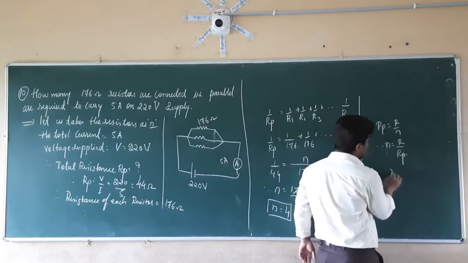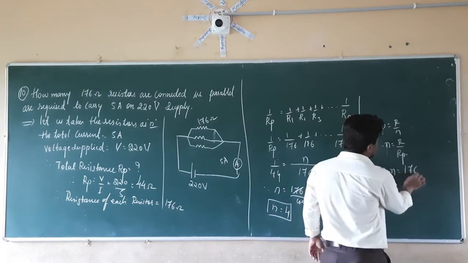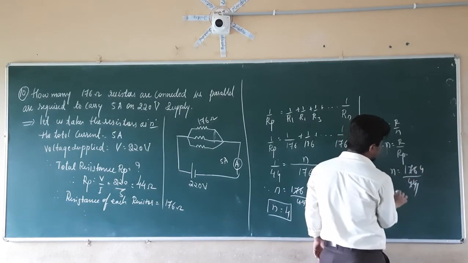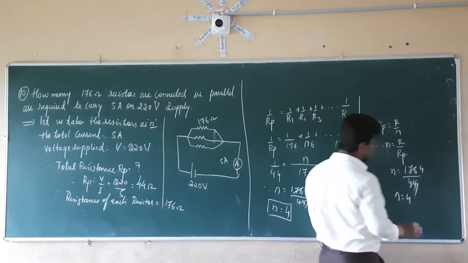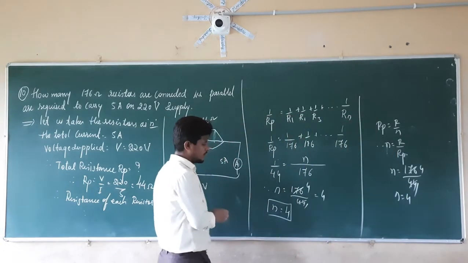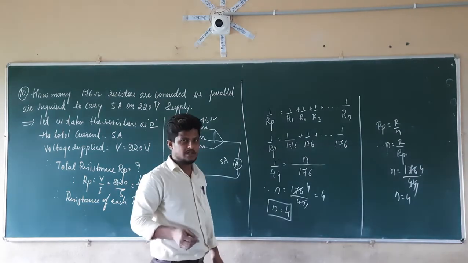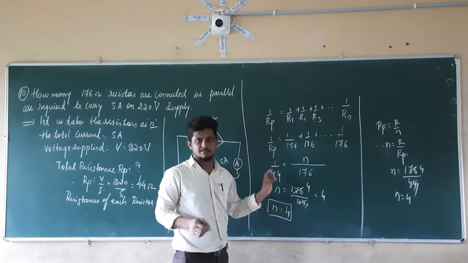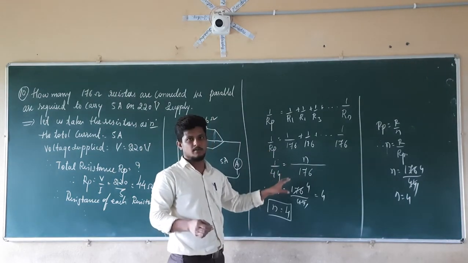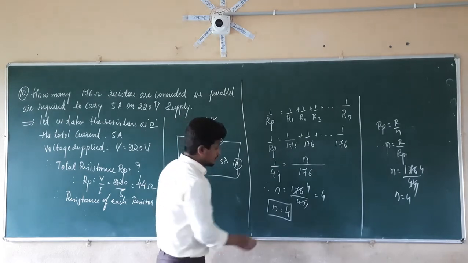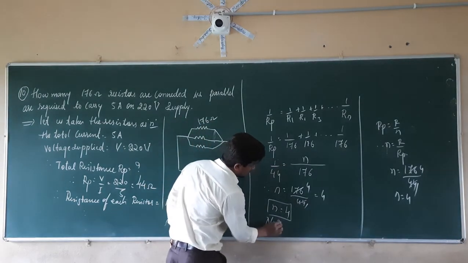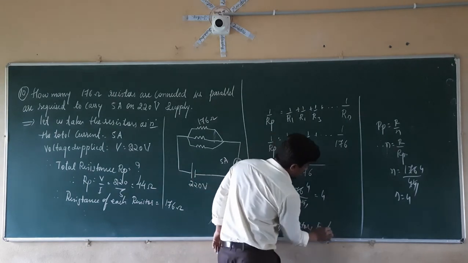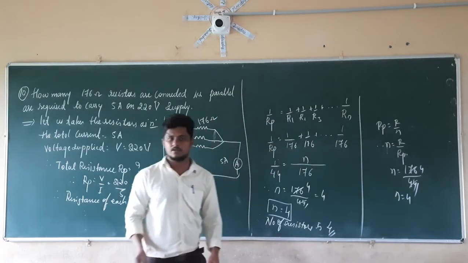Therefore N is equal to R, which is 176, divided by Rp, which is 44. 44 ones are 44, 44 fours are 176, therefore N is equal to 4. The number of resistors is equal to 4. So you can use that formula also, if you want to solve the problem directly. If you want to analyze and solve the problem, you can use the earlier method. Therefore the number of resistors is 4. This is the answer for question number 10.